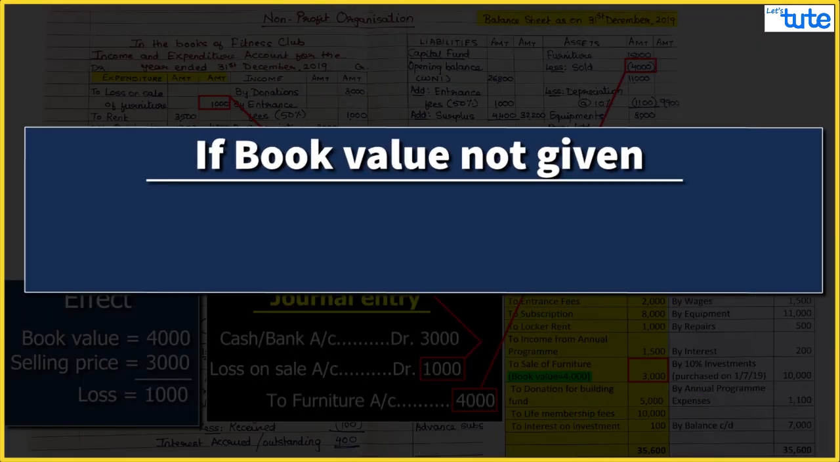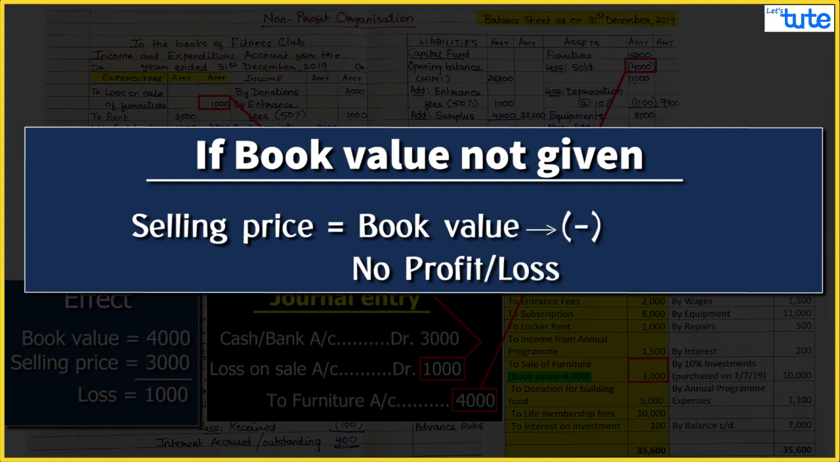If book value is not given, then assume sale price is equal to the book value, so no profit or loss on sale, and so deduct that amount from the asset itself.